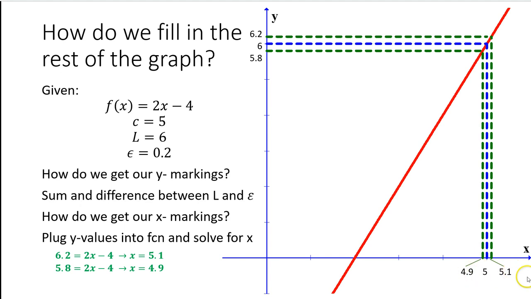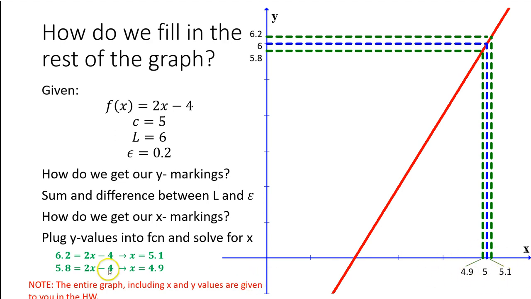Now notice what we just did. This gave us an open interval around C. This 4.9 is my A, this 5.1 is my B, and this 5 is my C. Now I have an open interval around C. And now we need to figure out the delta that we want to calculate.